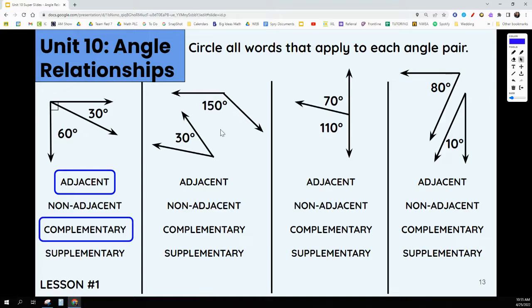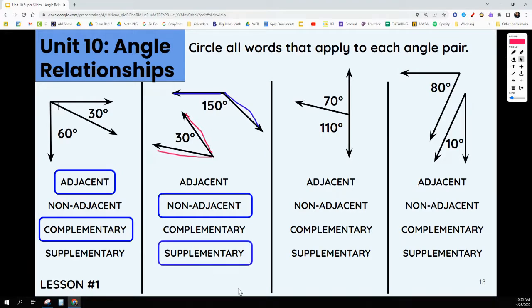Are these angles next to each other? Are they adjacent or non-adjacent? These angles are not next to each other. They don't share a side. If you look at the sides, I'm going to highlight them real quick. Those 2 angles don't share any sides, so they are non-adjacent. They're not next to each other. What would they add up to? They would add up to 180, so they would be supplementary.